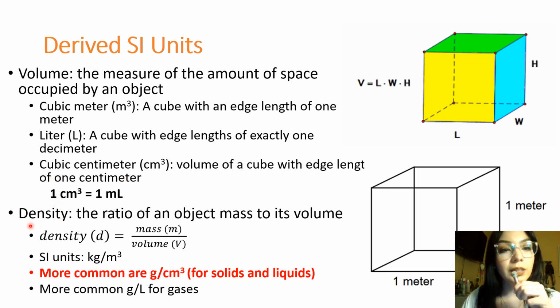Now, something else that is a derived unit is density. So density is how much mass you have per a certain amount of space. So the space is that volume, so it's mass divided by volume. The most common unit that you'll see for this in this class is grams per centimeters cubed or grams per ml. Remember, 1 centimeter cubed also equals 1 ml, so that's typically what you'll see. Later on, when we get to gases, you'll see grams per liter sometimes.